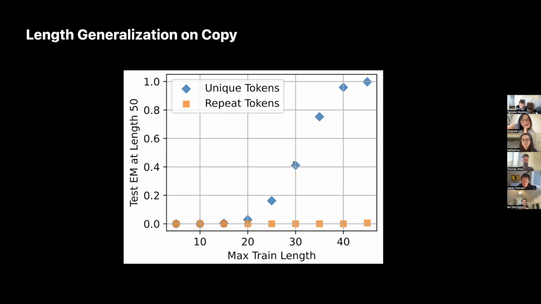And we can see that for the unique tokens version, the model starts to do pretty well when trained on length 40. It can generalize to length 50. But for the repeat token version, it's never able to generalize to length 50, no matter how much we give it in the training set. So this shows a pretty stark difference between the two types of tasks, which, to us or to a language like Python, is very similar, but for the model, it's very different.